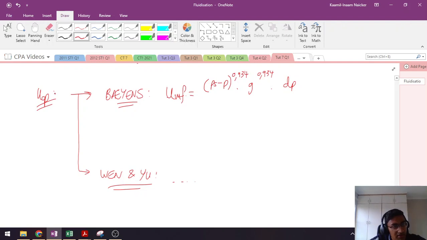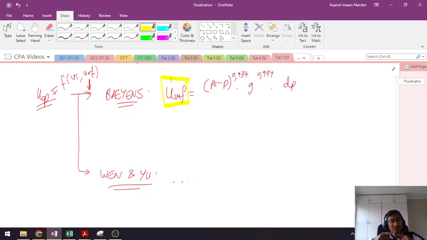Sorry, I forgot to mention that the u operating is actually equal to a function of the ut and the u minimum fluidization velocity. And so what we're actually finding here is the u minimum fluidization. Then we're going to find the transfer velocity, and those two are going to help us find the operating velocity.